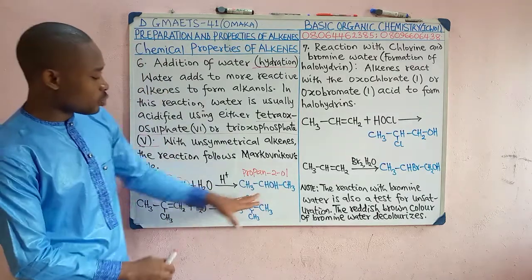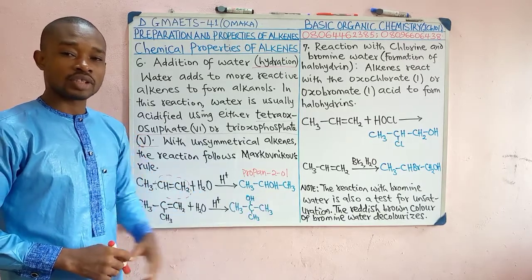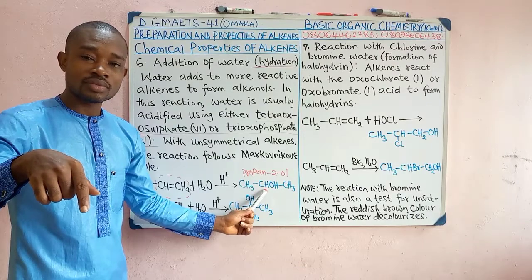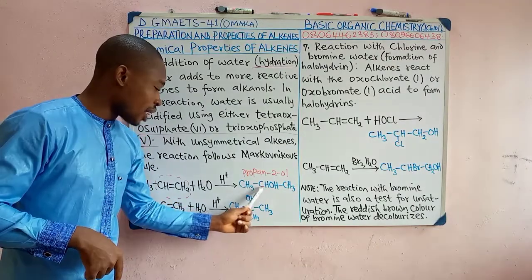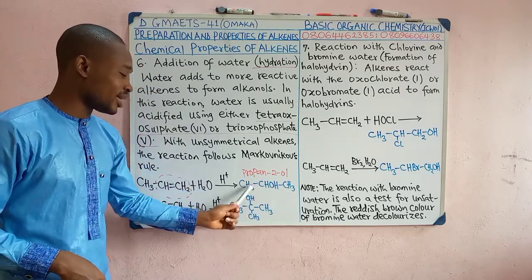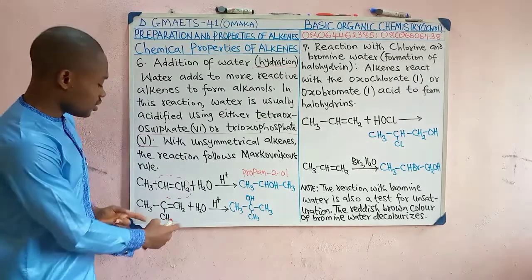Let's quickly look at this. Before that, anyway, this propan-2-ol is a secondary alkanol. It's a secondary alkanol. Take note, because the carbon bearing the functional group OH is attached to two other carbons, or you can say two carbons are directly attached to it, making it what? A secondary alkanol.